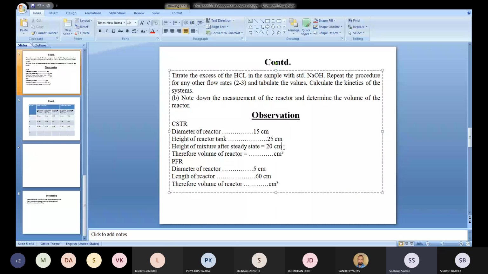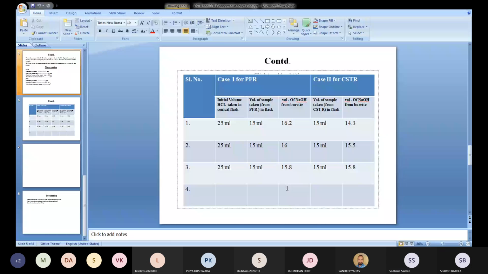So we will find out the volume of the CSTR. Similarly, we can find out the volume of the PFR. Here the diameter of the reactor is 5 centimeters, the length of the reactor is 60 centimeters, and the volume we can calculate. In this table we have shown case 1 for PFR, case 2 for CSTR.